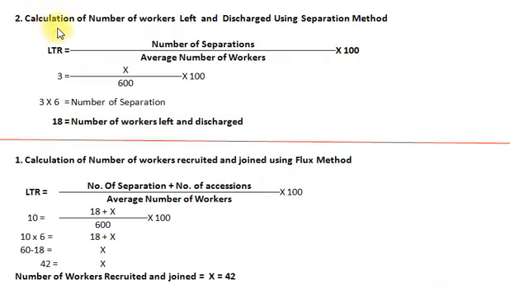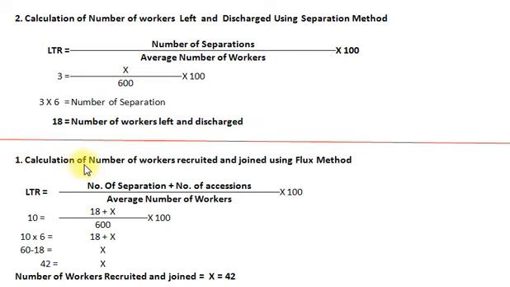Now first we will calculate the number of workers left and discharged using the separation method. Our formula for that: labor turnover rate for the separation method is equal to number of separations divided by average number of workers multiplied by 100. So labor turnover rate 3, already given in the sum, is equal to number of separations, which we have to find out, that is x, divided by average number of workers 600, which we already calculated, multiplied by 100. So finally we get 18 workers who left and discharged the company.